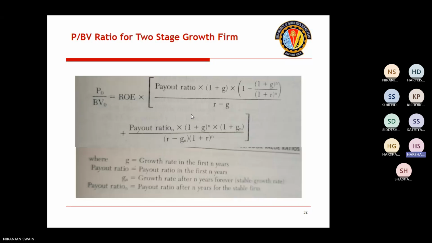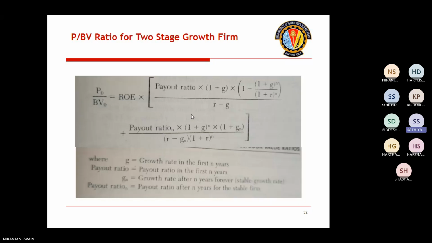Sir, in the second part, the payout ratio multiplied by 1 plus g raised to n, multiplied by 1 plus gn. Here g means 20%, no? 1.20 to the power 5, yes, into 1 plus gn, which means 1.08. Isn't it? Yes, sir. gn is 8%, g is 20%. Yes, sir. Got it.